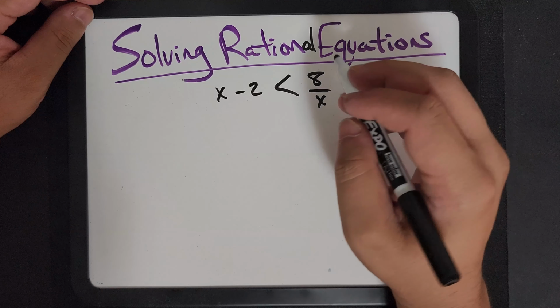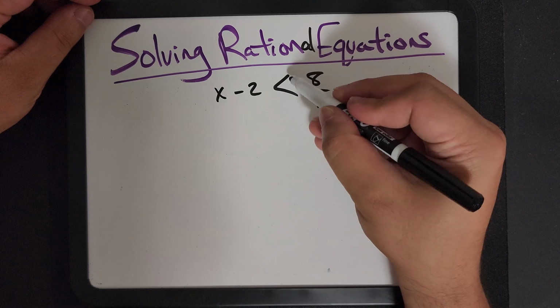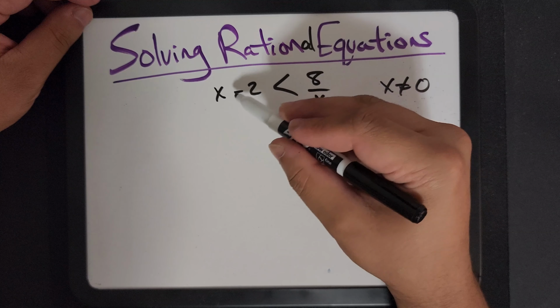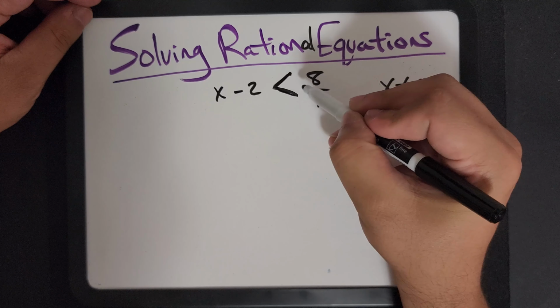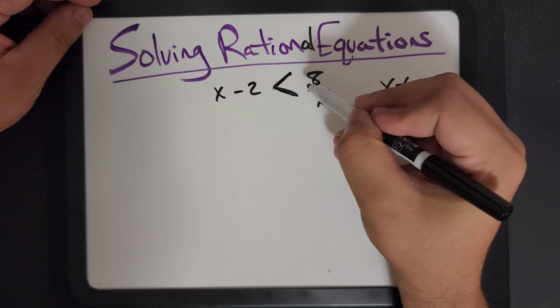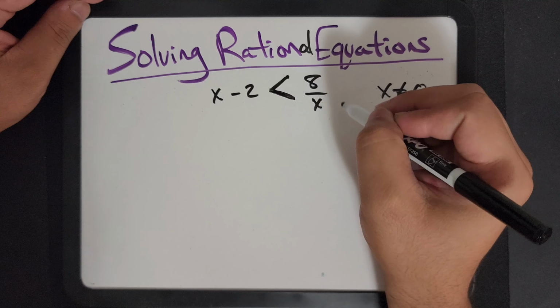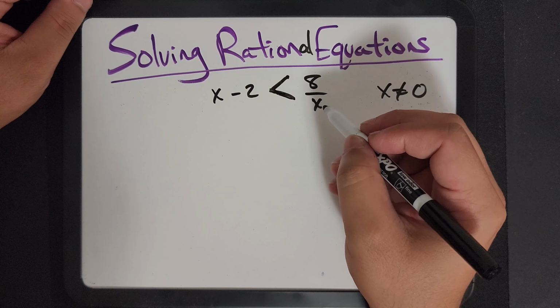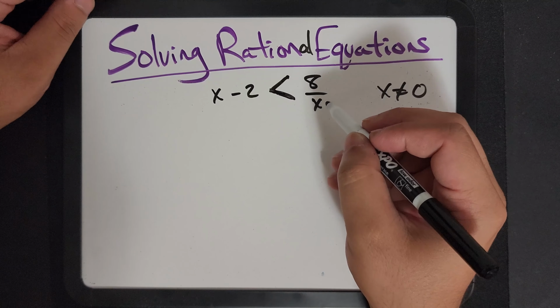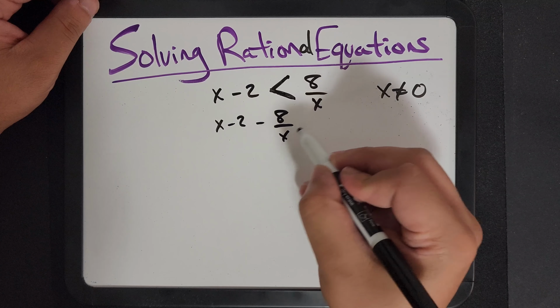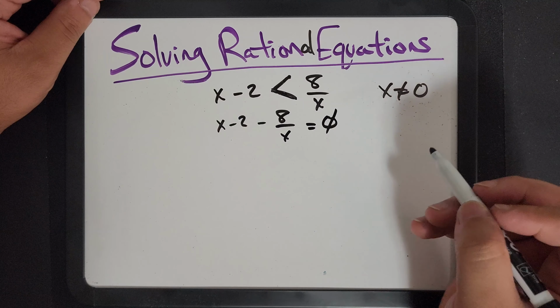I don't know if we ever touched on inequalities, but inequalities are just rules that state that this has to be greater than that. So based on this inequality, you can treat this sign here like an equal sign. So what I'm going to do is bring this over to the other side. x minus 2 minus 8 over x is equal to 0.